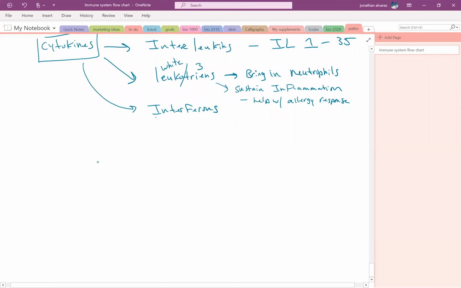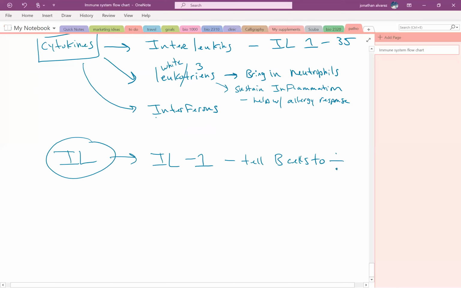Okay, let's mention a few interleukins. So interleukin 1, they tell the B cells to divide. Okay. They promote fever. Okay, so they're responsible for why you get a fever.